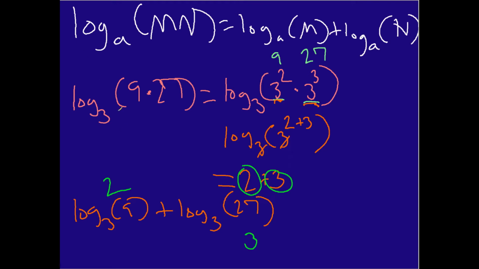So when I say log base 3 times the quantity of 9 times 27, it's the same thing as saying log base 3 of 9 plus log base 3 of 27, because when you simplify all this over here, you end up with this 2 plus 3, and when you simplify all this right here, you end up again with the same 2 plus 3. This is how we know that the product property works.